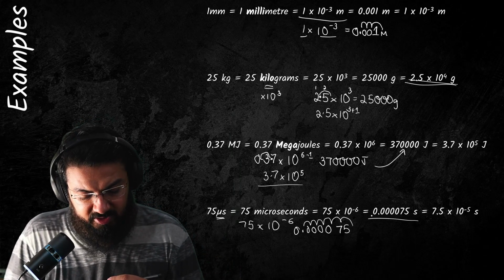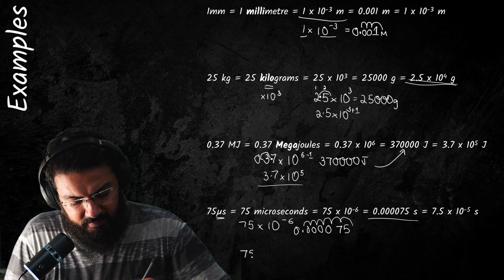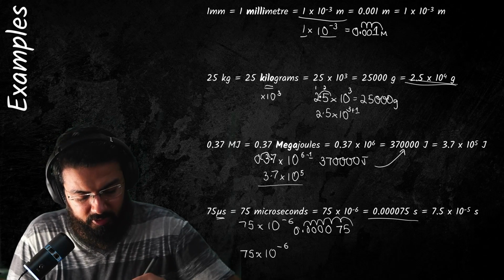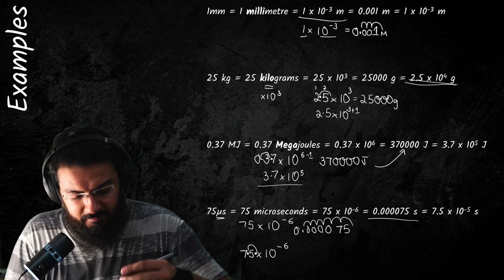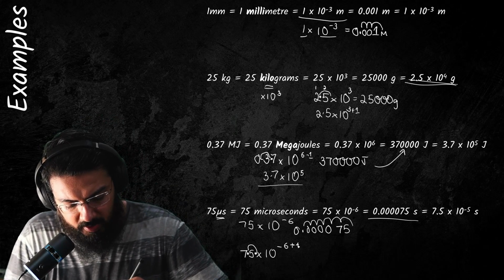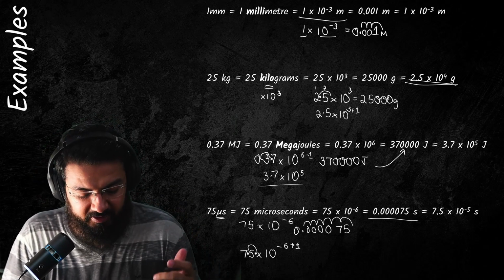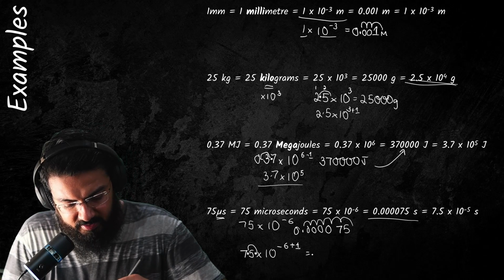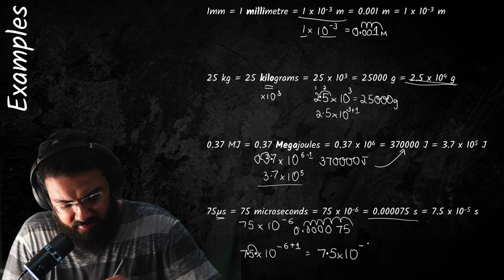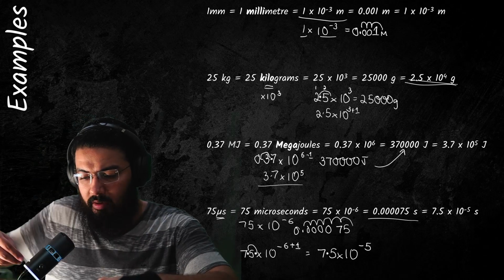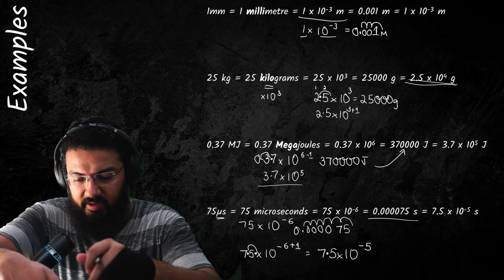I want to convert this to a standard form. So I have 75 into 10 raised power minus 6. I want to convert this to standard form. So I'm going to move the decimal place 1 unit to the left. And moving to the left, I'm going to add 1, or the number of decimal places that I moved. So this right here is going to be 7.5 into 10 raised power minus 5. All right, so I hope that this right here is clear to everyone.